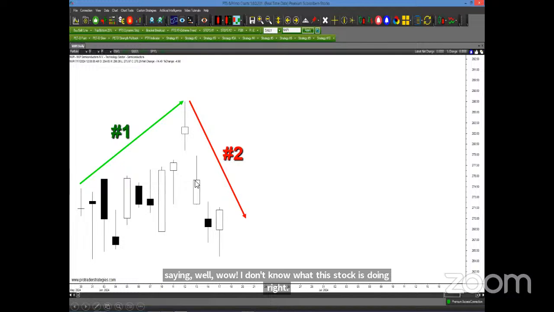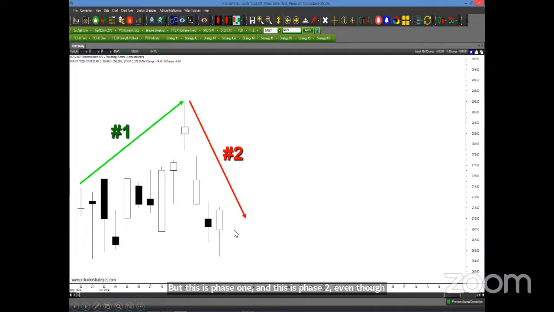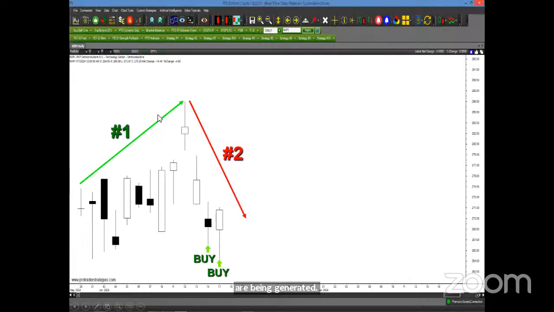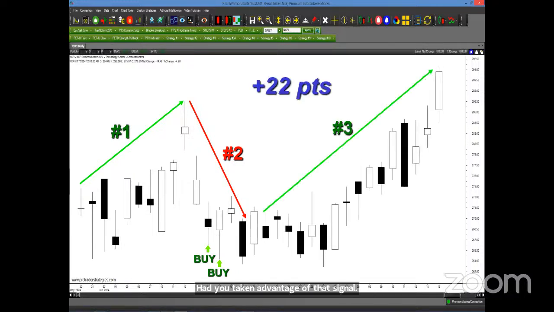Even though it's only maybe 1, 2, 3 bars, it's telling you that most likely this is going to be over soon. So in order to take advantage of that, click on strategy 9 and see if there's any signals that are being generated. Click on signal indicator, or signal arrow, I should say. And we have 2 right here at or close to the bottom. Had you taken advantage of that signal, guess what? In the next month, you could have potentially captured 22 points. So once again, we make it really simple for you.